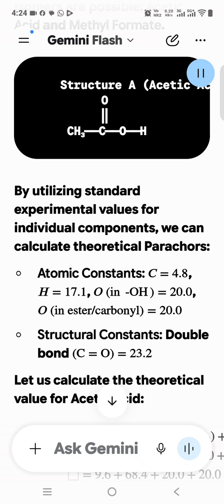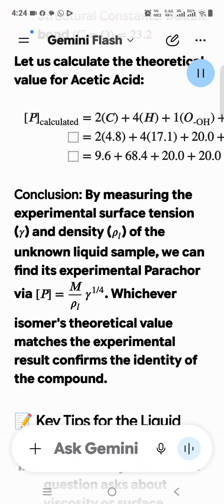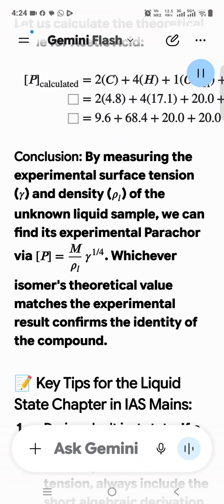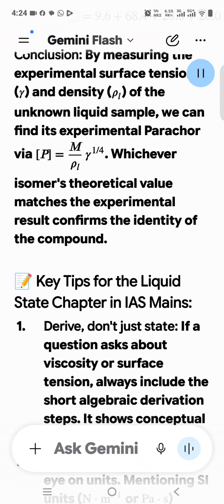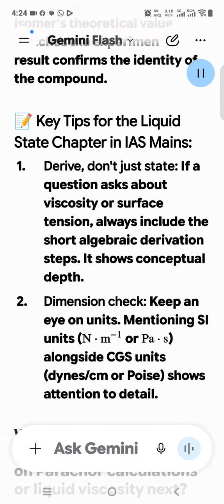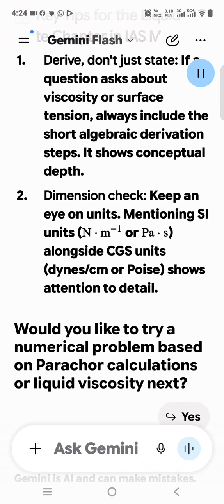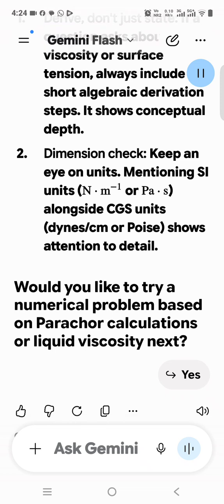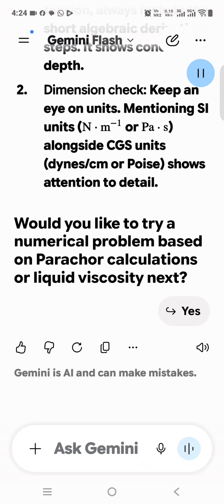Structure A, acetic acid, CH3COOH. Structure B, methyl formate, HCOOCH3. By utilizing standard experimental values for individual components, we can calculate theoretical parachors. Atomic constants: C equals 4.8, H equals 17.1, O in OH equals 20.0, O in ester/carbonyl equals 20.0. Structural constants: double bond C=O equals 23.2. Let us calculate the theoretical value for acetic acid.